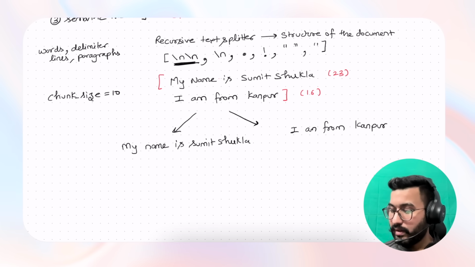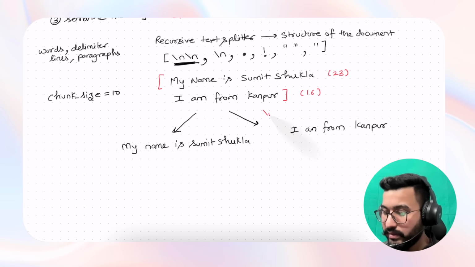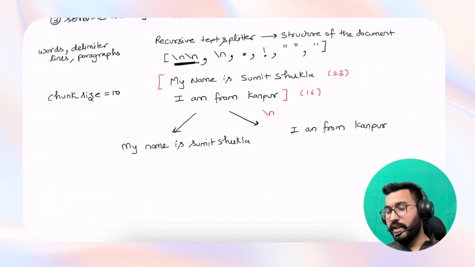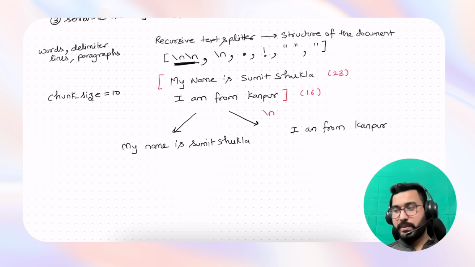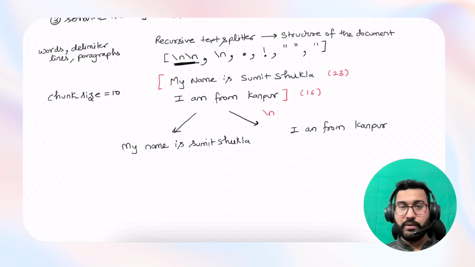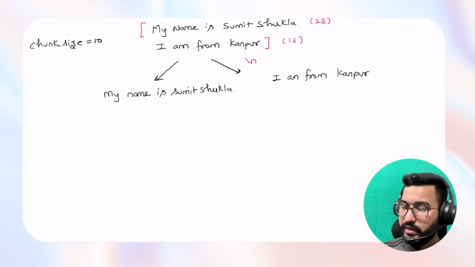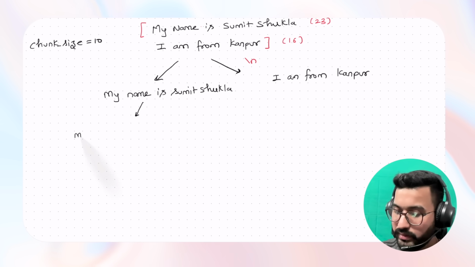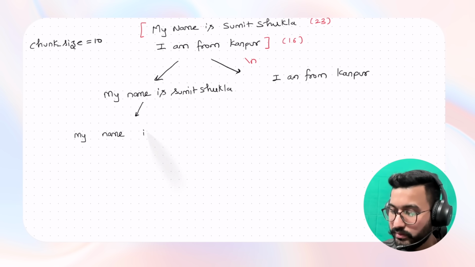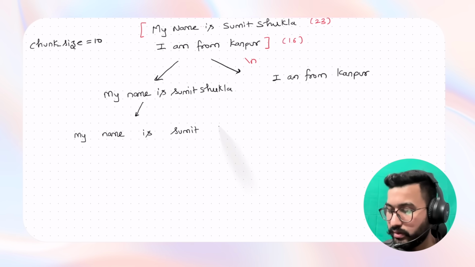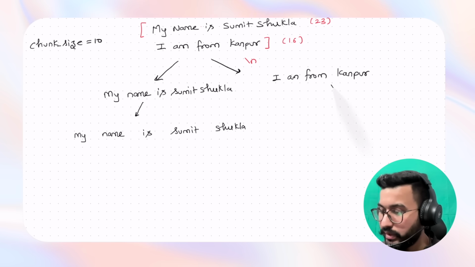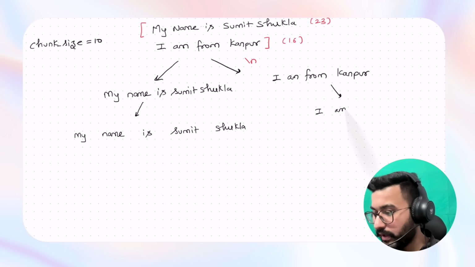So after splitting on a new line, which is level 1, now it will try to split on a dot. I don't have a dot. Now it will split on an exclamatory mark. I don't have an exclamatory mark. That means now it will try to split on a space, which means it will do the chunking based on the words. So this chunk will be further broken down into my name is Sumit and Shukla, and this will be broken down into I am from Kanpur.